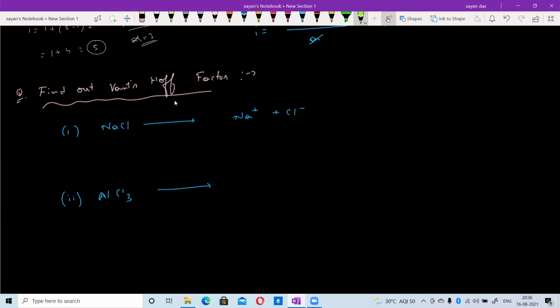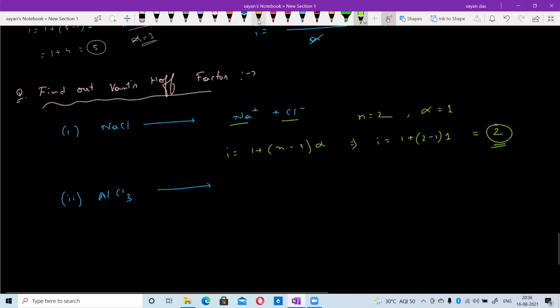Completed. Look, in this case, what will be the n value? The n value is 2. Nothing is given, so alpha is always taken as 1. Just put the values: i equals 1 plus (2 minus 1) into 1, that means 2. That's it. So always remember, from here we can say that if alpha equals 1, the i value equals n, and n is the number of ions present.